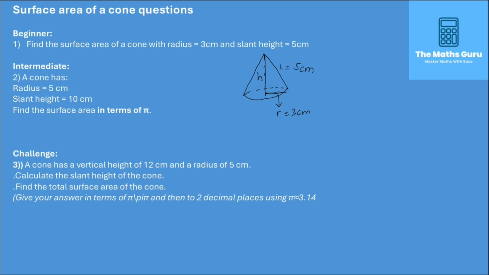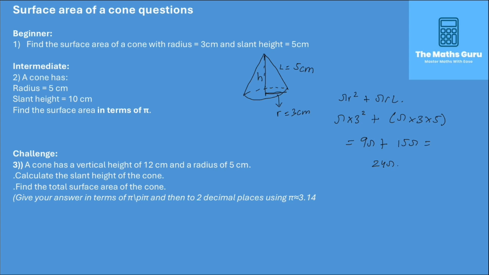And to work out our surface area, the formula is pi r squared plus our pi r L. So pi r squared is just pi times by 3 squared added with pi times by 3 times by 5, which is equal to 9 pi add 15 pi, which is equal to 24 pi. And in this case, I always find it best to leave your answer in pi.